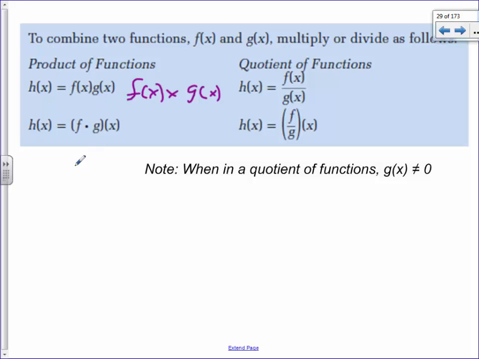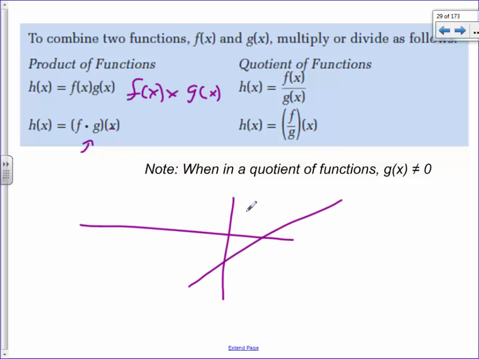Or here's another notation. This one right here means take your y value for the f graph, times it by the y value for the g graph, and just make sure that you're doing it for the same x. So like when I was saying a few minutes ago, you can't have this value right here getting added to this value right here. That's not fair. What you can do though is this one and this one because they're for the same x value. Does that make sense?